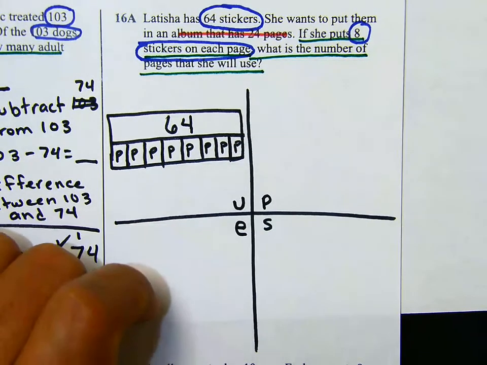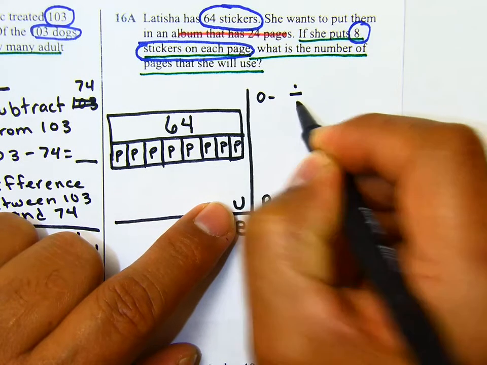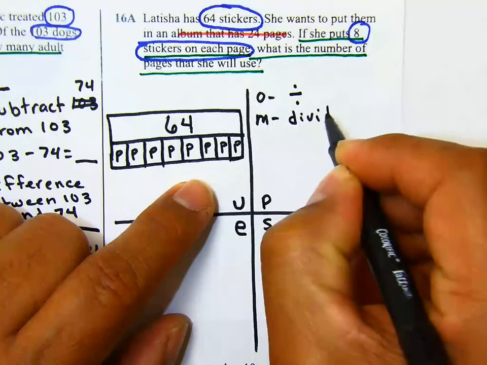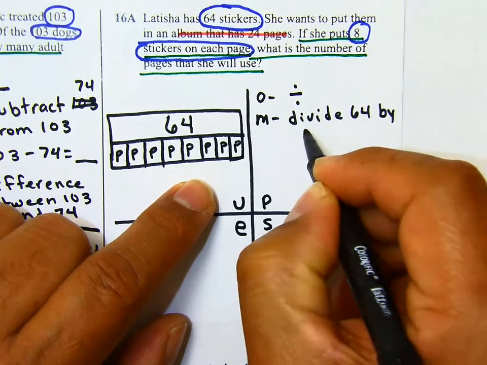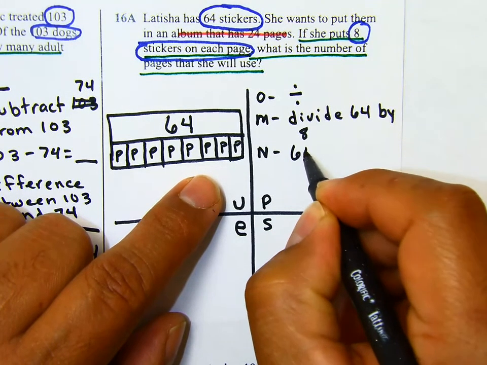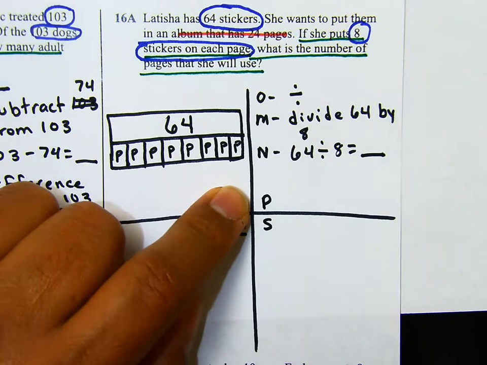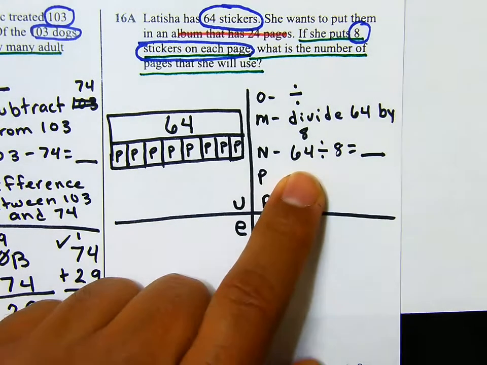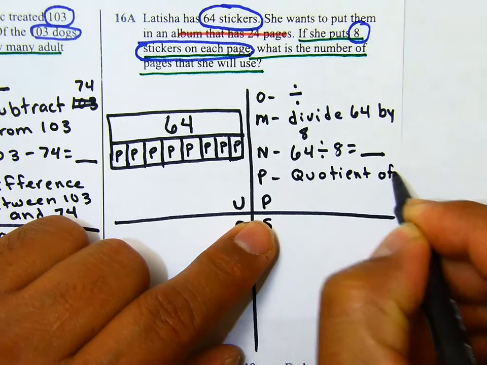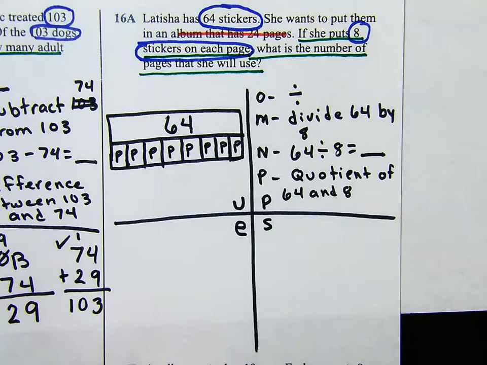Now I'm going to make my plan part. I'm going to finish my plan part. So first is operation. What operation are we going to use? We're going to divide. And then method. What are we going to divide? We're going to divide 64 by 8. And then we write a number sentence. The number sentence would be 64 divided by 8 equals, and we're not sure what it equals yet. And then the process. We're trying to find the quotient of 64 and 8. So we're going to write quotient of 64 and 8. So that means we're going to divide 64 by 8.